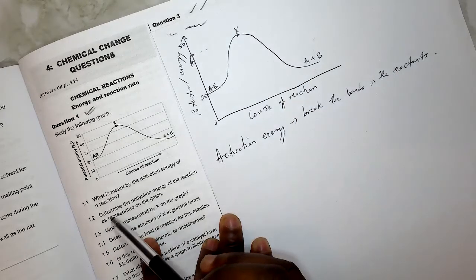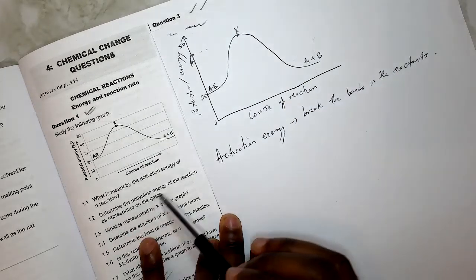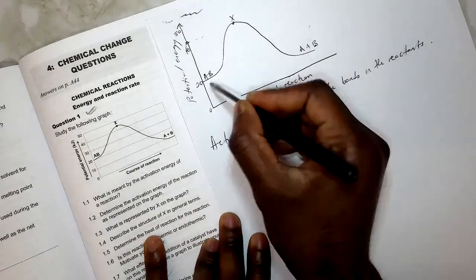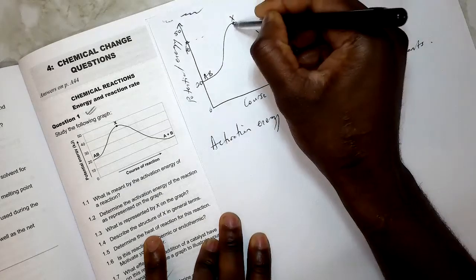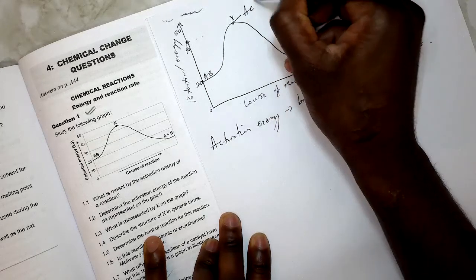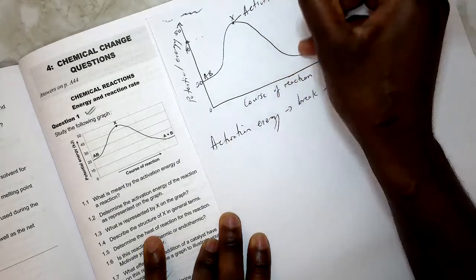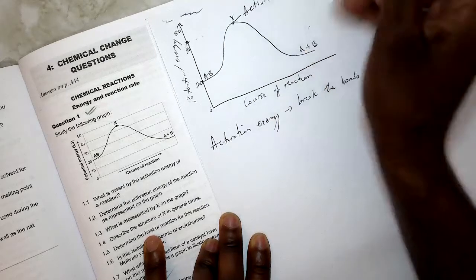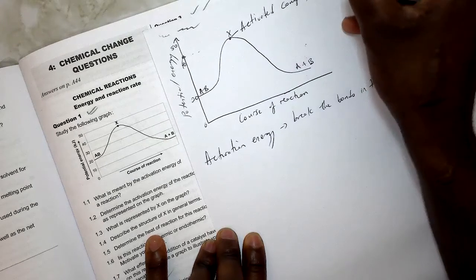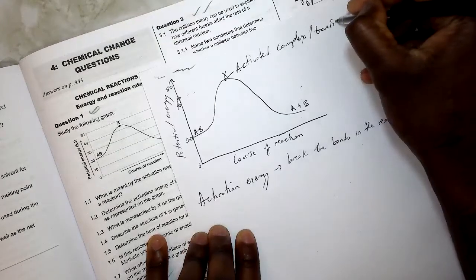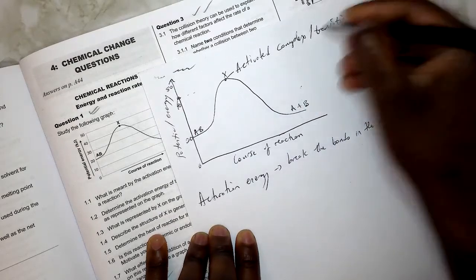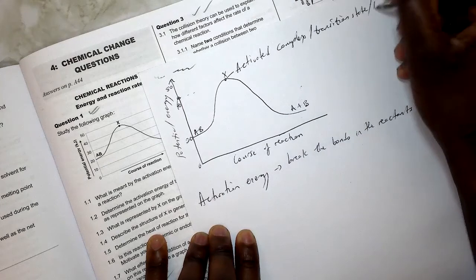Then let's see what the question is saying here. Determine the activation energy of the reaction on the graph. So in question 2 here, this is what we have here. We have got the activated complex, or we can call it the transition state, or just the intermediate, because it's between.